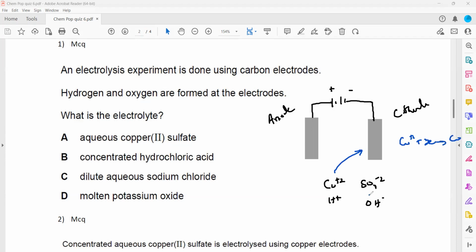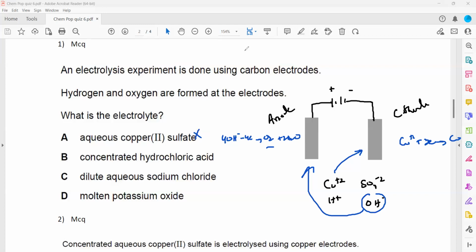And sulfate, nitrate, and carbonate never move. So hydroxide ion will move there. When four hydroxide ions move there, they will lose 4 electrons. This will give oxygen, 1 molecule. So there will be oxygen, but there is no hydrogen. That's why it cannot be A. Then we check option B.